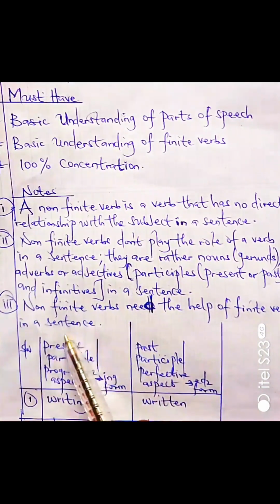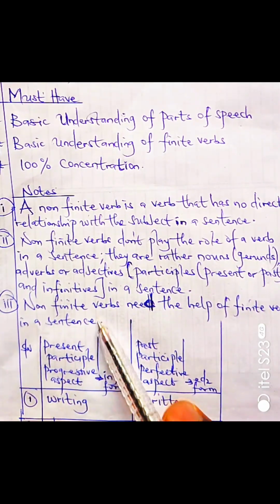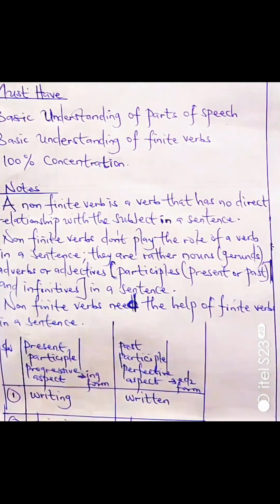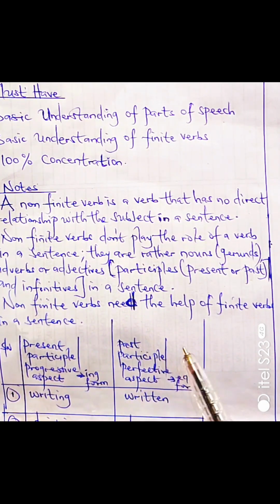That's the next. Then the next is non-finite verbs need the help of a finite verb in a sentence. Now, there is no way a sentence will make sense without the help of a finite verb. Non-finite verbs alone in a sentence can't make any meaning, except there's a finite verb assisting it to make sense in that given sentence.